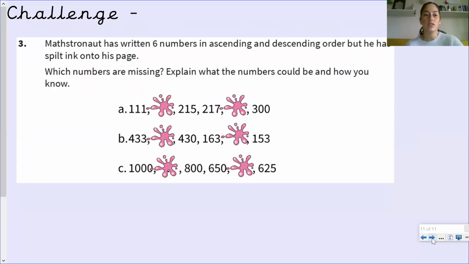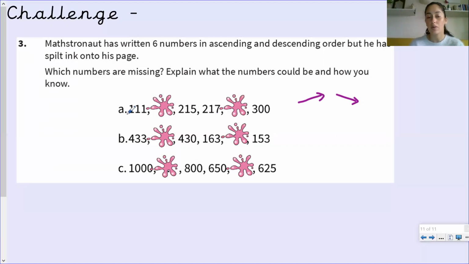Okay, your challenge is Mathstronaut has written 6 numbers in ascending and descending order, but he has spilt ink onto his page. Which numbers are missing? Explain what the numbers could be and how you know. For this activity, you can put your number of choice under these spilt bits, but it has to make sense. So you first need to look at whether the numbers are ordered in ascending order or descending order.